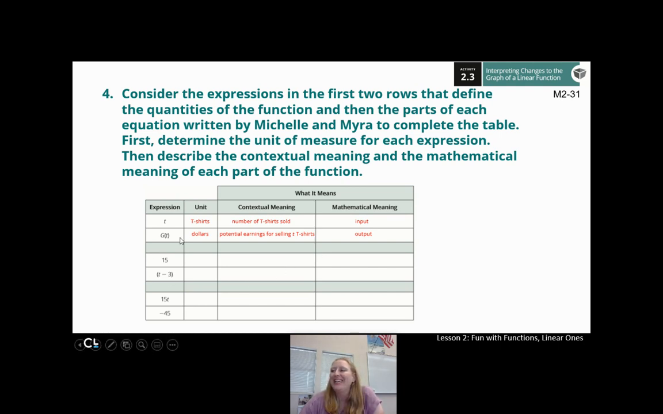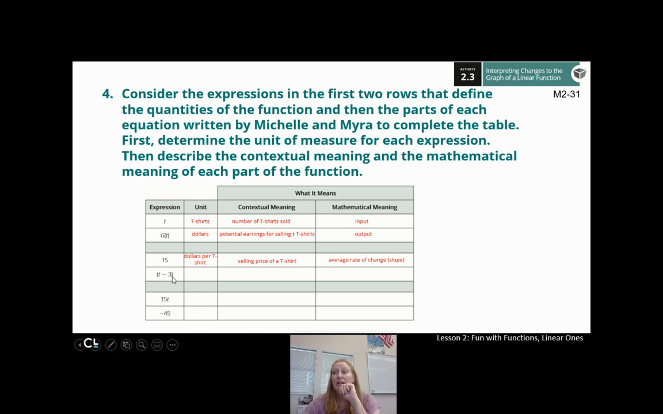If we start looking at Michelle's equation, she had 15 times t minus 3, right? So 15 is our slope, isn't it? That's our dollars per t-shirt. And within the meaning of it, it means that's the selling price of our t-shirt, right? That's how much she's selling each t-shirt for. Mathematically, that is our slope or our average rate of change.